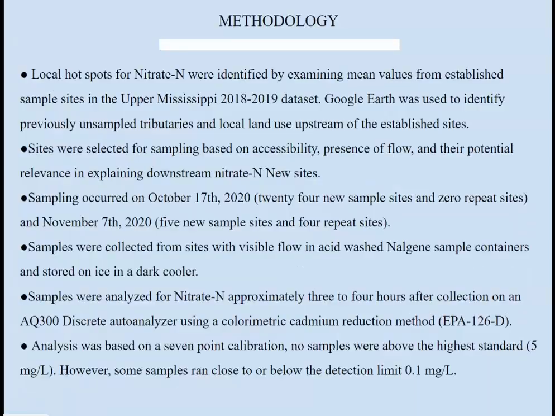Google Earth was initially used to determine collection sites. Sites were collected from October 17, 2020 and November 7, 2020, totaling 29 collection sites. Samples were analyzed for nitrate in an AQ300 Discrete Autoanalyzer using a colorimetric Cadmium Reduction method.